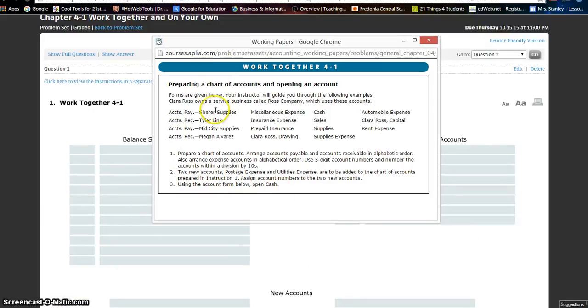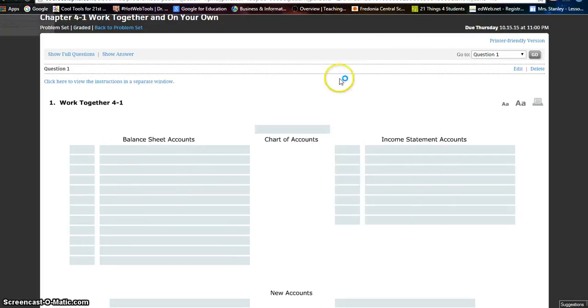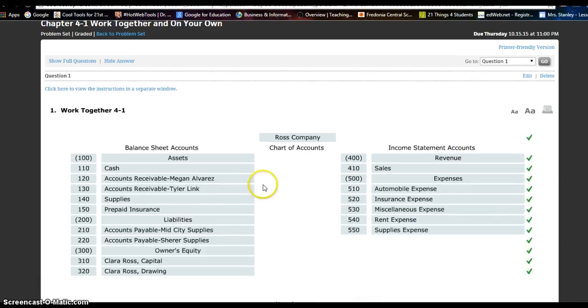So the first thing we have to do is take all of these account names and place them in the proper location, either on the balance sheet account side or the income statement account side. The balance sheet accounts, remember, are your assets, your liabilities, and your owner's equity, and your income statement accounts are your revenue and your expenses. So this is what our chart of accounts will look like.